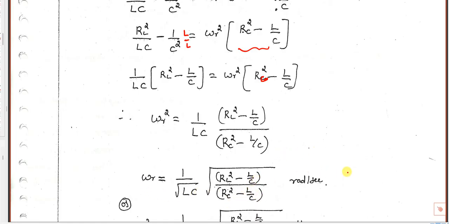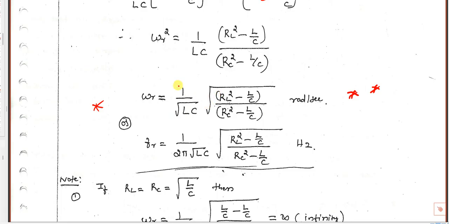So this derivation is very, very important. This will give you 10 marks. So to remember, omega r is actually 1 by root LC. That is, in case of a parallel resonance circuit, omega r is 1 over root of LC. We have an additional term here, that is RL squared minus L by C in the numerator, and in the denominator RC squared minus L by C. And FR is given by omega r equal to 2 pi FR, so FR is 1 over 2 pi root LC.